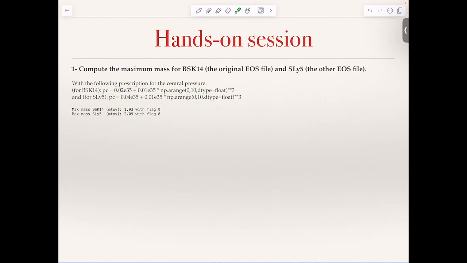So if you want, you can just replace the initial pressures that were in your sample by these ones, and you can check one of these two values that you obtain for the maximum mass. You could check that you obtain the same numbers. Of course, the accuracy in this number will depend on the step or the number of central pressures that you consider.